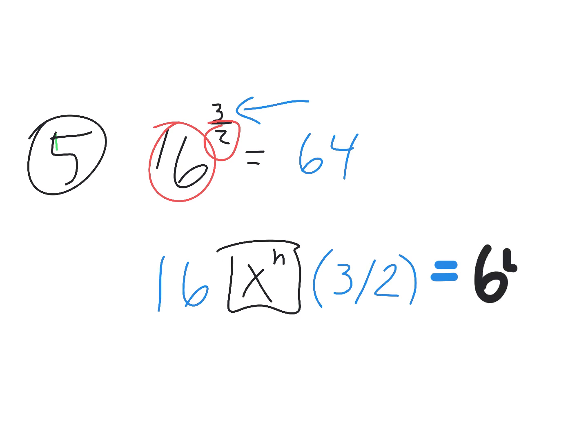Got 64. Okay, so now I'll talk you through what happened again. What was this part again? The 2 root, also known as the square root of 16. What's the square root of 16? 4. 4 to the 3rd is 64. See what happened there? We did the square root of 16, and the square root of 16 was 4. Then we put it to the 3rd. 4 to the 3rd, 64.